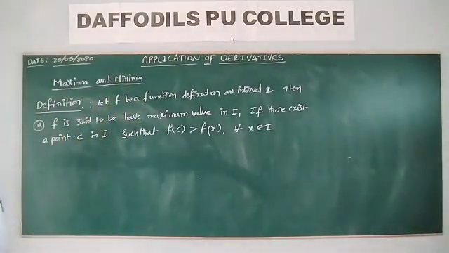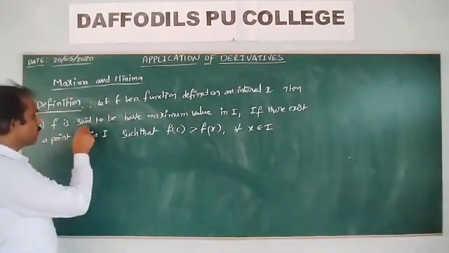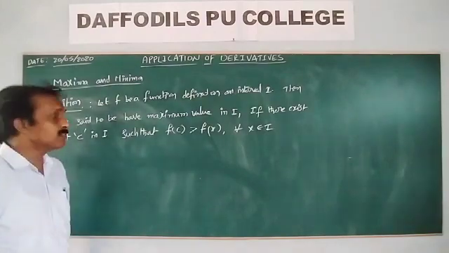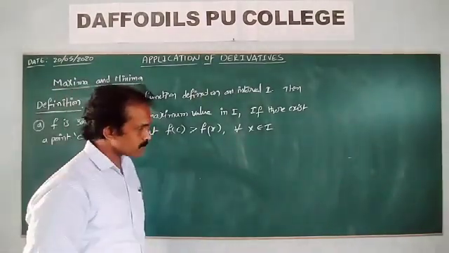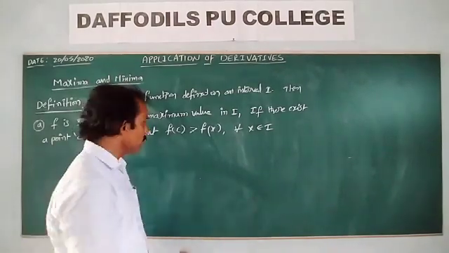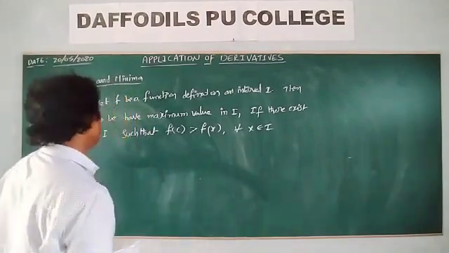Let f be a function defined on an interval I, then f is said to have a maximum value in I if there exists a point c in I such that f of c is greater than f of x. I already explained this from the diagram. f of c is greater than f of x for all x belongs to I. That is the maximum answer.